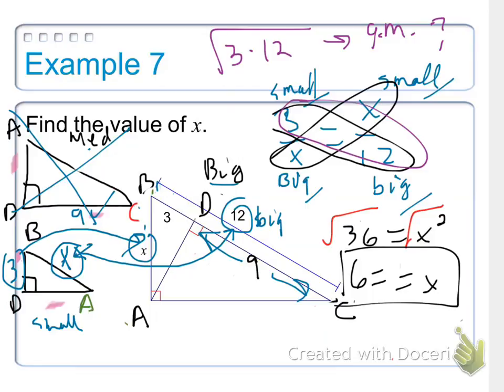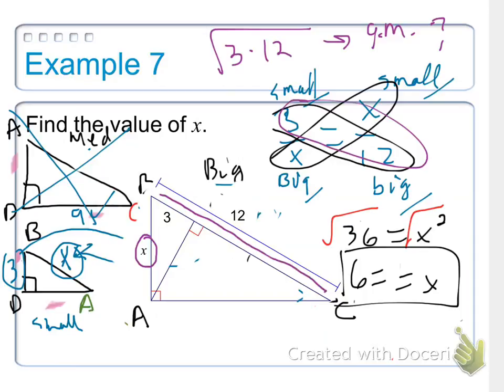So let me clean this up a bit. It seems like if we want the short side of the big triangle, then we can take the whole hypotenuse and multiply it by the small piece of the hypotenuse, and then take the square root. Or in other words, take the geometric mean of the hypotenuse and the small piece, and you'll get the small side of the big triangle. Something to think about.